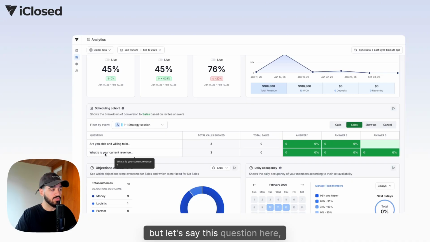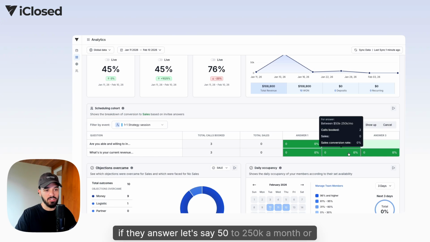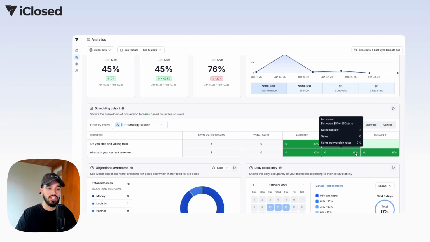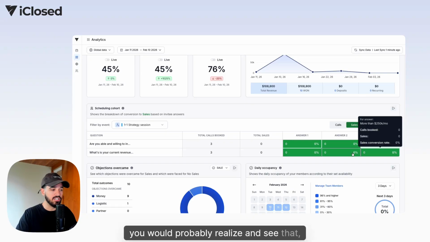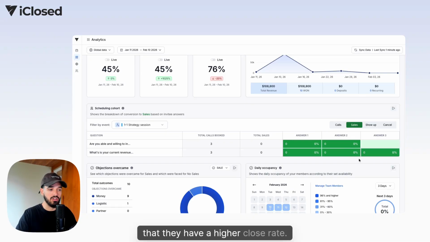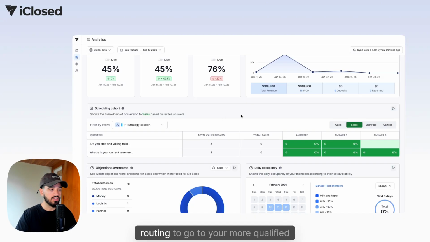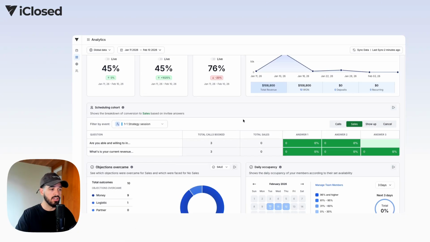But let's say this question here, what is your current monthly revenue, for example? Well, if they answer, let's say 50 to 250K a month or more than 250K a month, you would probably realize and see that they have a higher close rate. Okay. Now, once you pinpoint what sort of cohort is more likely to close, then you would set up your routing to go to your more qualified closer.